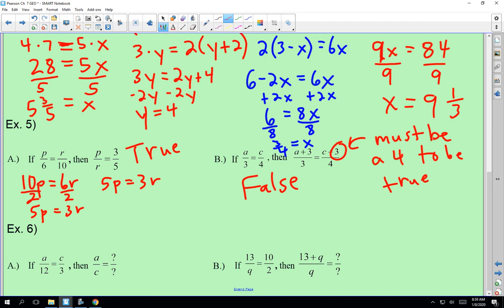All right, example 6, similar type of thing here. We have a over 12 equals c over 3. What does a over c equal?